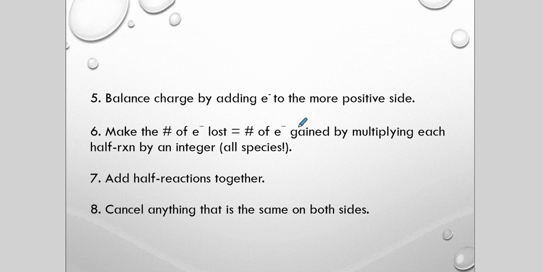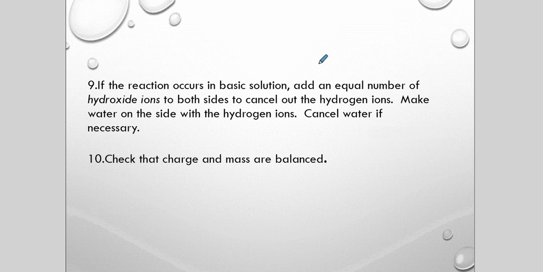Then you're going to make the number of electrons lost equal to the number of electrons gained by multiplying the half reactions by an integer. So the whole reaction on one side may get multiplied by a number in order to make lost electrons equal to gained electrons. Then once you've got that, you add everything together. Cancel anything that appears on both sides. Special case scenario: if the reaction took place in a basic solution, you would add an equal number of hydroxides to both sides of the reaction to cancel out any free hydrogen ions. Once they're canceled out, that makes water on the side where there were hydrogen ions, and you can cancel waters then if necessary. Then we'll check that charge and masses are balanced and be done.